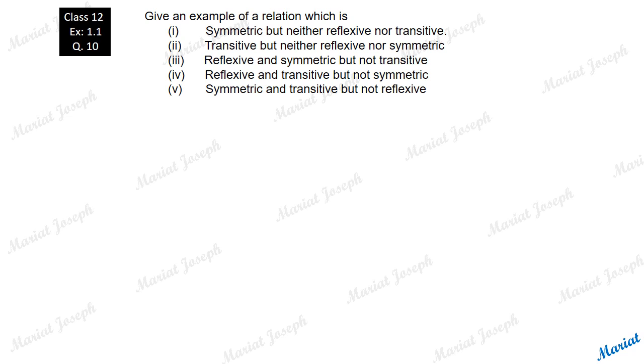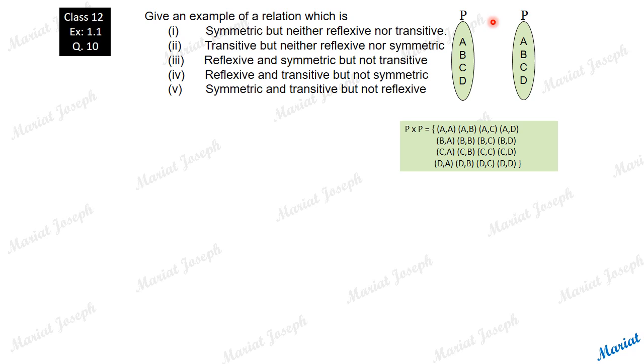Let's take an example. Set P consisting of 4 elements A, B, C, D. Let's recollect. Any relation in set P is a subset of the Cartesian product of P, that is P cross P. P cross P is the set of all possible ordered pairs made using the elements of the set P. That is, pairs AA, AB, AC, AD, BA, BB, BC, BD, CA, CB, CC, CD, DA, DB, DC, DD. 16 elements. 16 pairs in this Cartesian product of P.